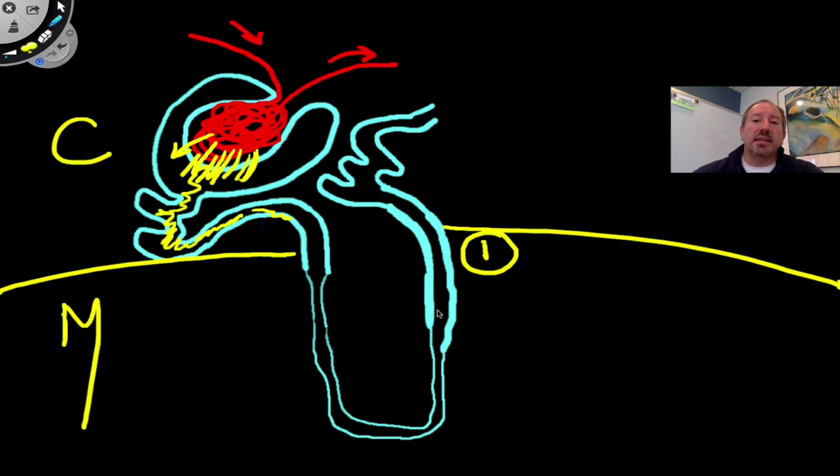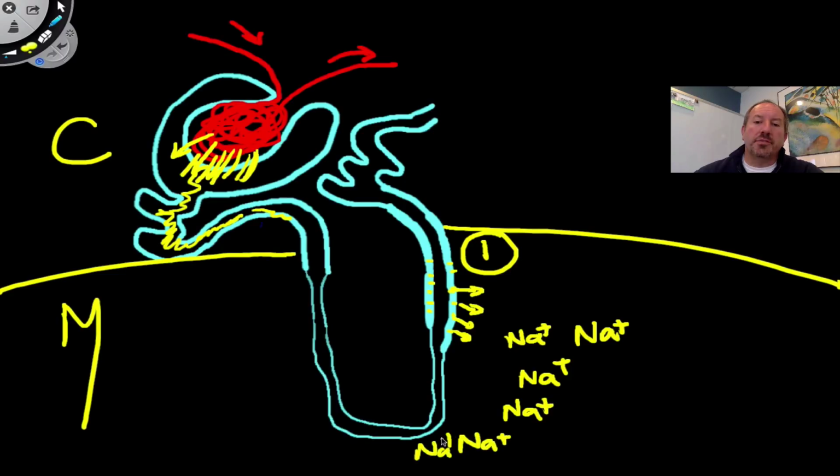Now, one of the very first things that I want to discuss is that in the ascending loop of Henle, there's a lot of membrane proteins for sodium. That's right. And these membrane proteins, transport proteins, can actively, with energy, pump sodium from the renal tubule into the medullary area. And so this area becomes really high in salt. Okay, so it's becoming really salty down in here. So it's using energy to do so.